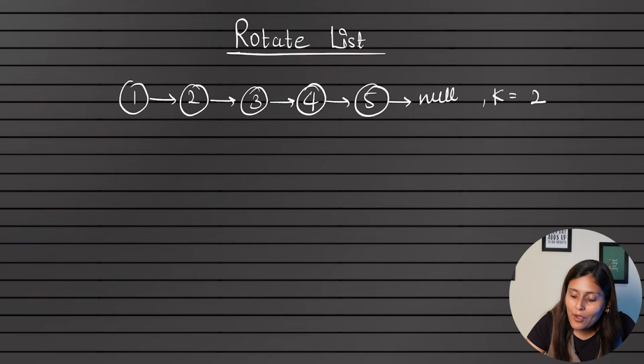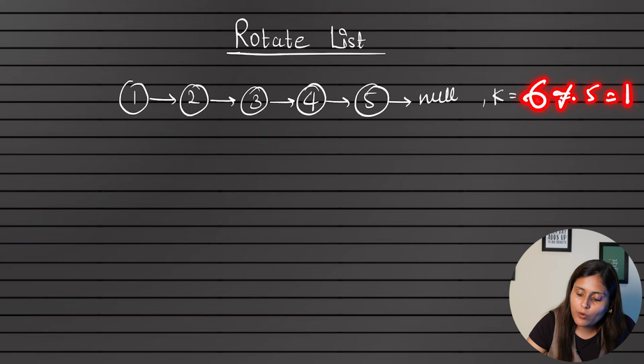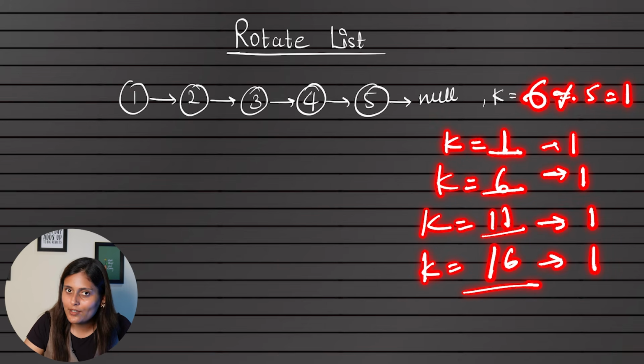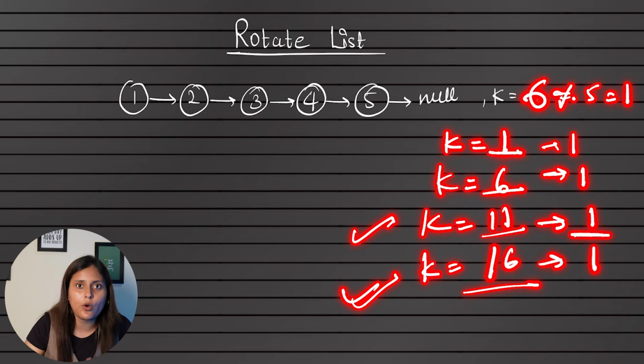It means when k was 6, we know 6 modulo 5 is 1. So k equal to 1, or k equal to 6, or k equal to 11, or k equal to 16, all result in 1 rotation. This is 1 modulo 5, this is 1, 6 modulo 5 is 1, 11 modulo 5 is 1, correct? So instead of doing 16 rotations or 11 rotations, only 1 was enough to give you the answer.